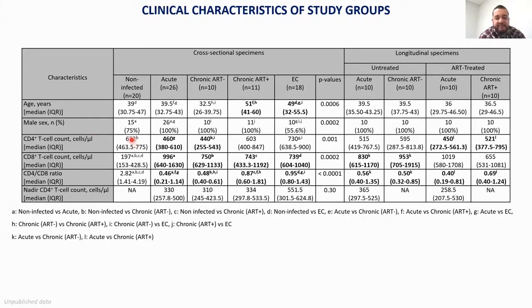They have similar values; there is no difference in the CD4 cell count compared to non-infected. CD8 cells were higher in this case, and there was a difference in the CD4-CD8 ratio. But that could be related to the age, to the sex. There are different impacts on this, and they have a higher nadir than the other HIV infected groups.